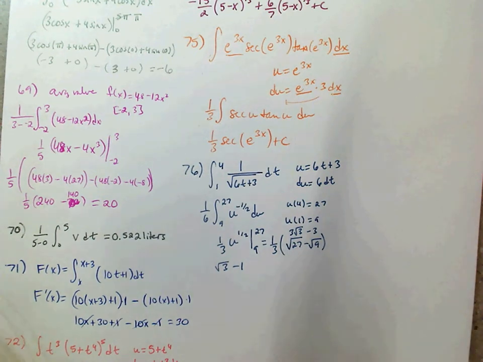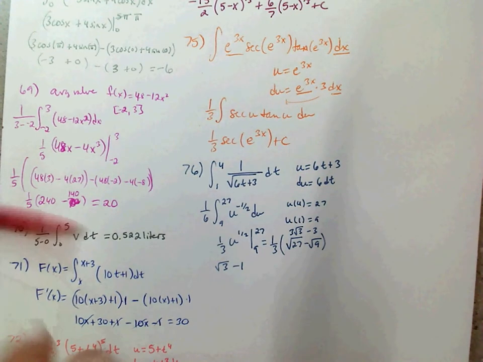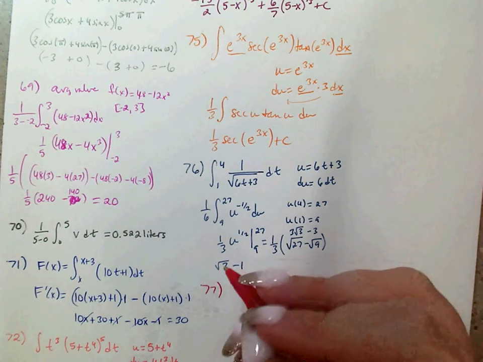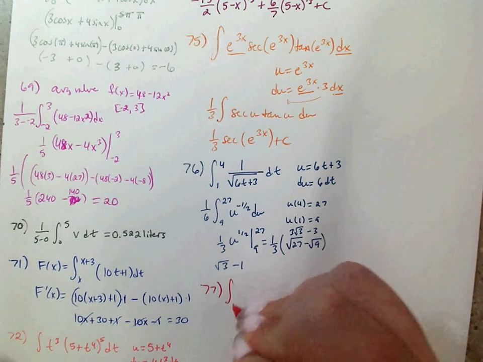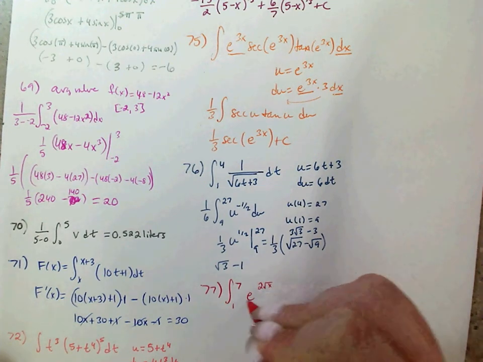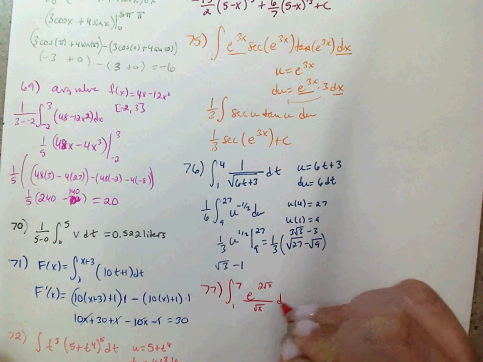Okay. So 77. 77 says evaluate the definite integral, the integral from 1 to 7 of e to the 2 square roots of x over the square root of x dx.